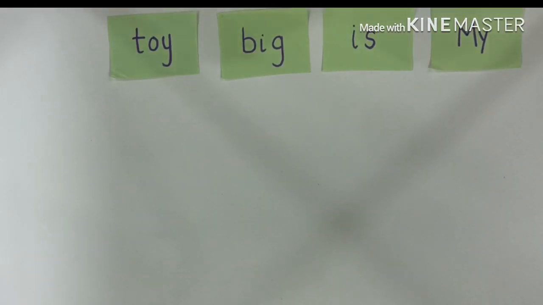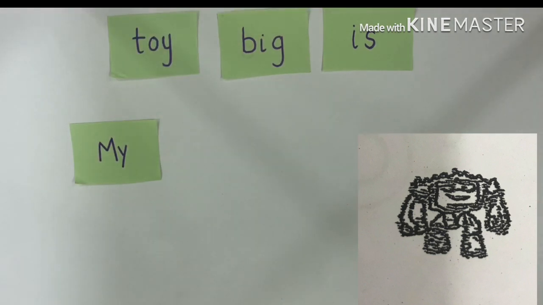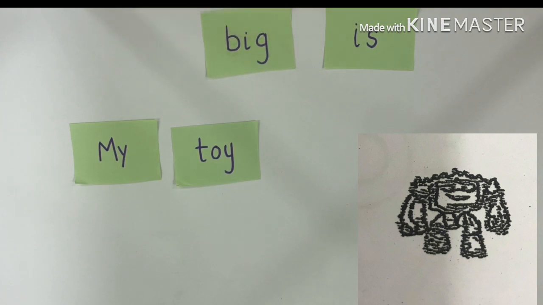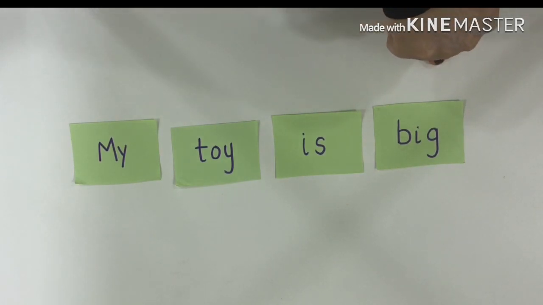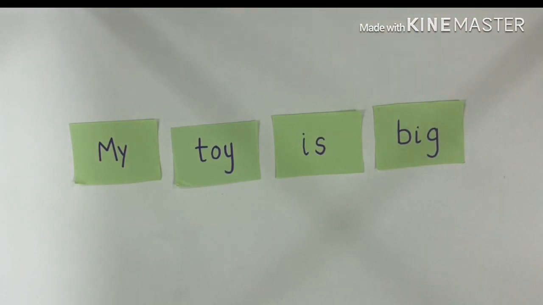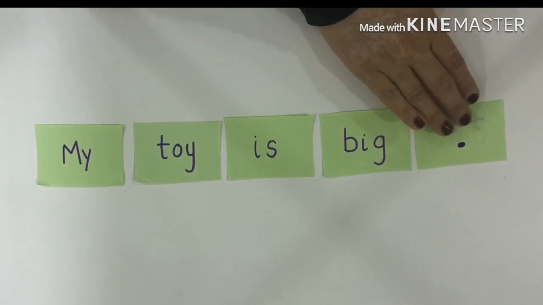Another example. Toy, big, is, mine. Here the capital letter I can see is Mine, and the picture shows it's a big toy. So let's put it into a sentence. My toy is big. And what do you have to put to make it a sentence? Yes, we have to put a full stop. If you are a bit confused, just try to read the sentence again and it should be a meaningful sentence. My toy is big. And the full stop.